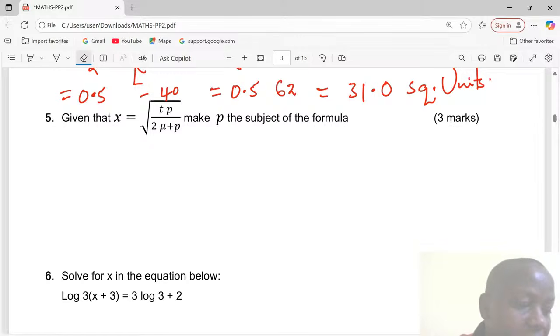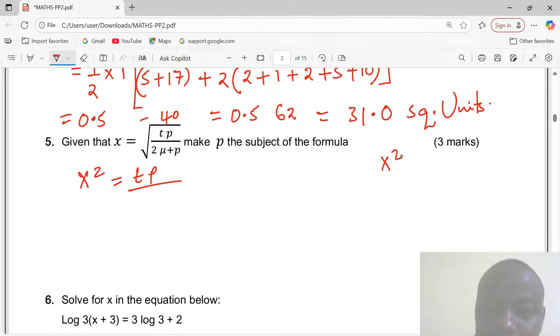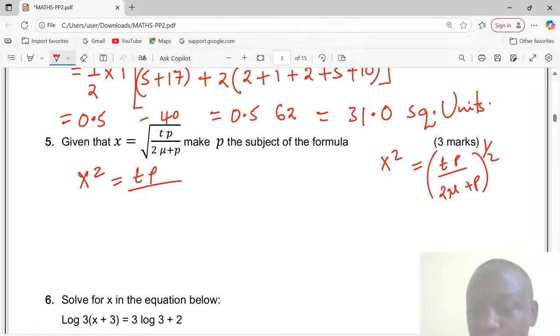Because there is a square root sign, we can square both sides of this particular formula. So squaring both sides, this becomes x squared equals TP. Now the square root sign is cancelled by the squaring. The reason is that square root means raised to power half, and when we square, we multiply the power by 2. To square is to raise to power 2. So the existing power is a half, and we are now multiplying by 2. So we square both sides such that power half cancels out. Then x becomes power 2. So we'll have 2 mu plus P that way.